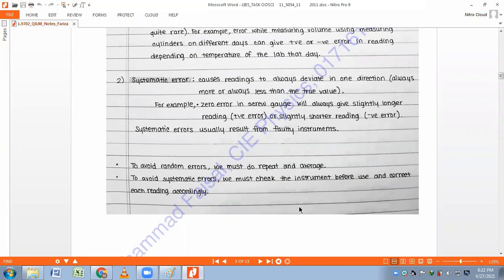Number 2 bullet says that to avoid systematic errors, we must check the instrument before use and correct each reading accordingly. That's pretty much the only way to avoid systematic errors: before you use the device, you should know what kind of systematic error the device might have. For example, a meter rule can have dead space. A micrometer screw gauge can have zero errors.